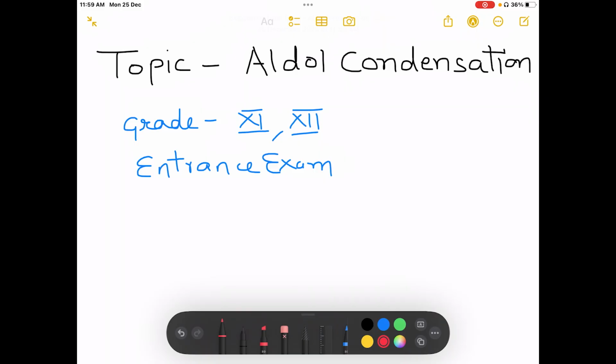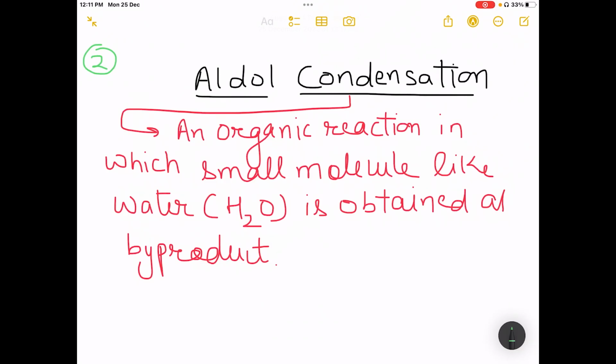Hello everyone. Today our topic is aldol condensation reaction. This is an important reaction that comes under the course of grade 11-12 and is also important for entrance exams. So let's start with aldol condensation reaction.